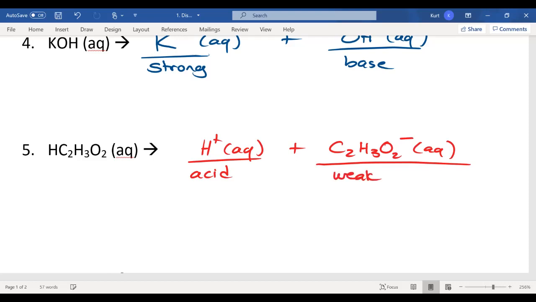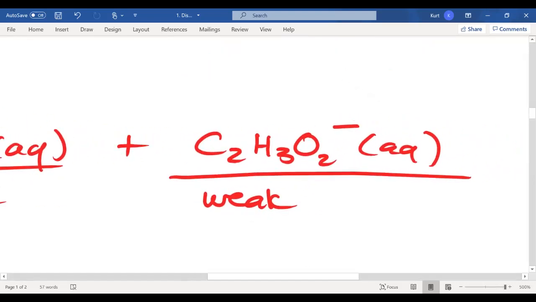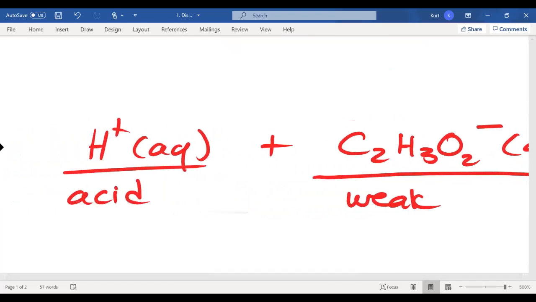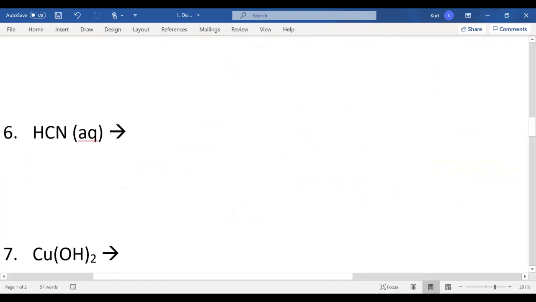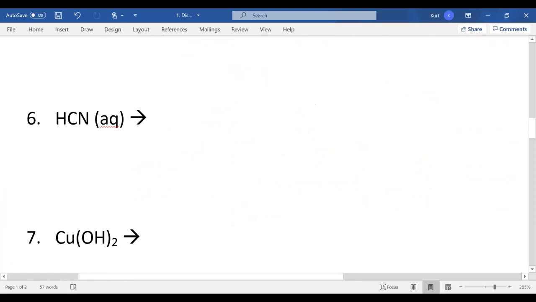And also, here's another first semester strategy. What is the charge of acetate? Look at it. Negative what? 1. So how many hydrogens do you need to balance that out? 1. That's why it's only 1 hydrogen. Okay. HCN, acid or base? Max, HCN.